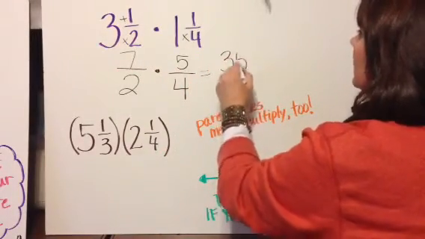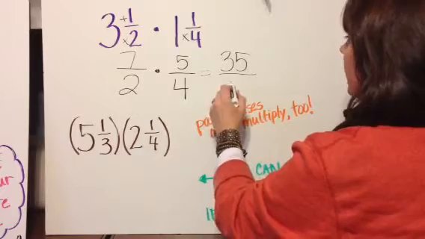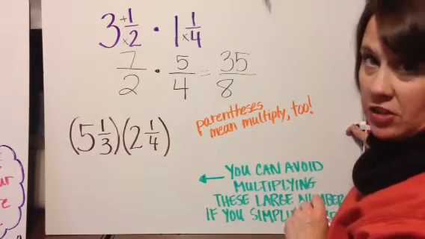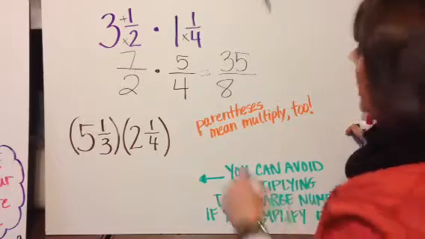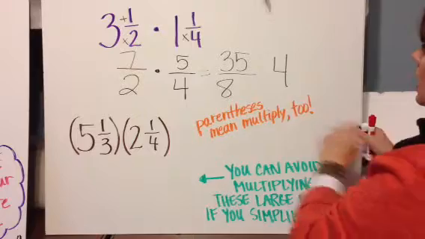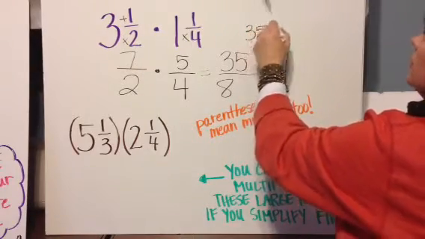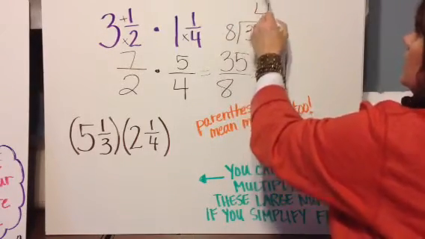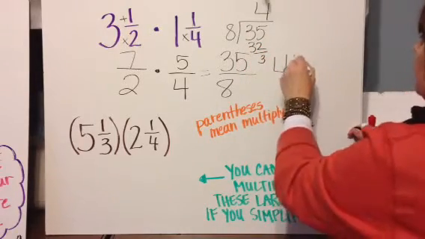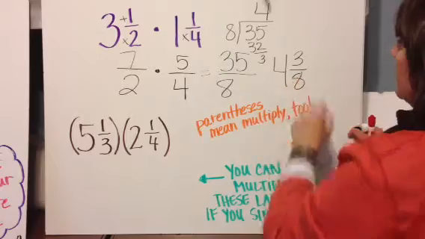And again, I can multiply the numerators. 7 times 5 is 35. 2 times 4 is 8. And I have 35/8, which needs to be changed to a mixed number. 8 goes into 35 4 whole times. And I can show that works so you can see that. And there are 3 remaining. So I end up with 4 3/8.